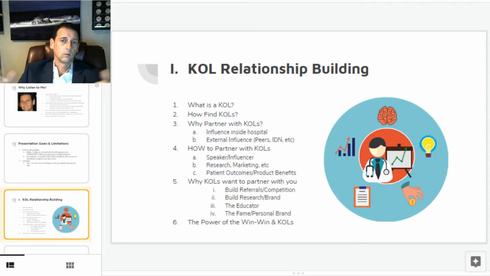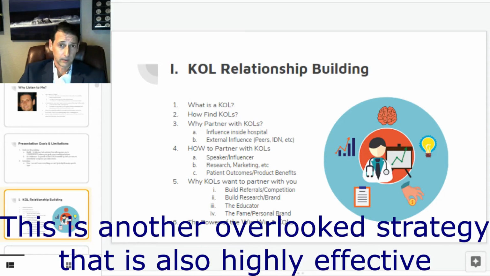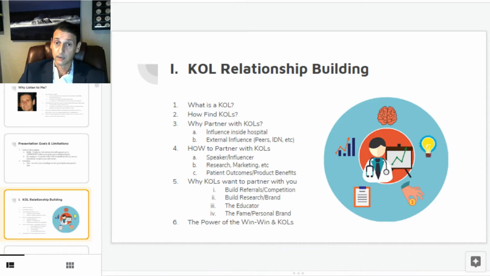So again, why would a key opinion leader want to partner with you? Well, there are various reasons why that could be. Key opinion leaders want to partner with you because it can help them from a competitive standpoint. If that hospital that they're a part of is in a setting where there are other hospitals around them, if you're in a metropolitan area and there's 2, 3, 4, 5 hospitals, they're all competing with each other. If your product can provide a benefit to the key opinion leader, it's going to help them to stave off competition or build their referral base. That's a win-win right there. You're helping them and they're helping you get more prescriptions.